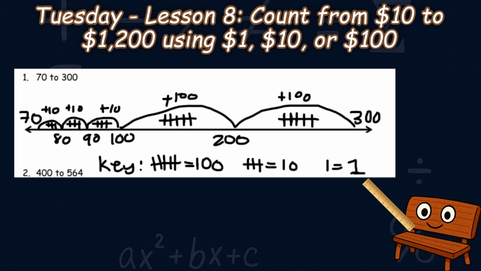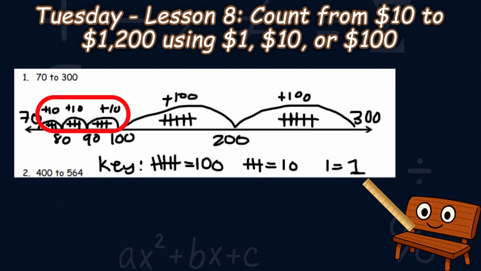Now, one of the things to take note of here is looking at the picture. If we look at number 1, we're starting at 70, we're going to end at 300. So what's one of the easiest ways to make 70 into 100? Well, you could use your tens, right?